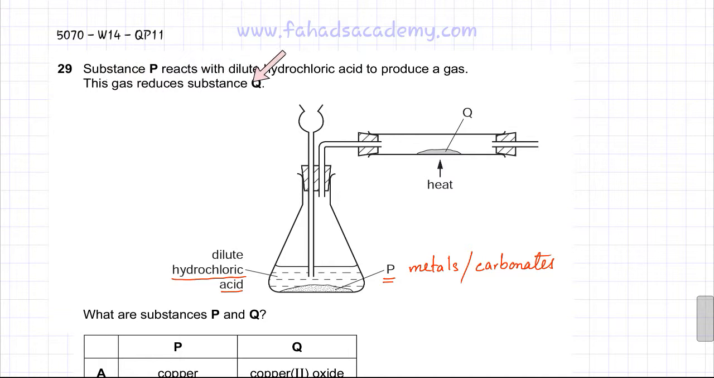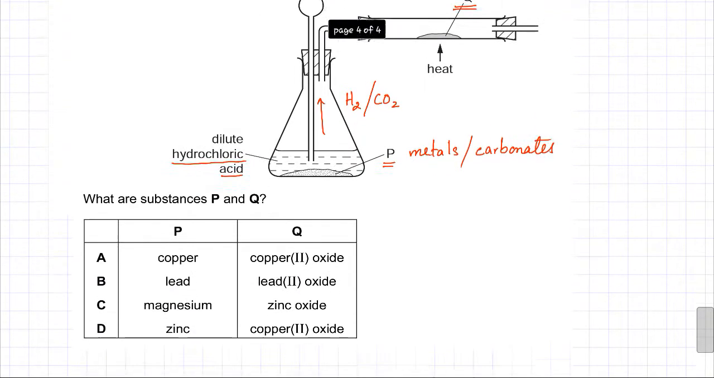gas reduces substance Q. So there's a substance Q over here, and the gas that is produced in this experiment could either be hydrogen gas or carbon dioxide gas. There are only two possibilities. So it could either be hydrogen gas or carbon dioxide gas, and that gas then goes and reacts with the substance Q over here. So I'm going to look at the options now.